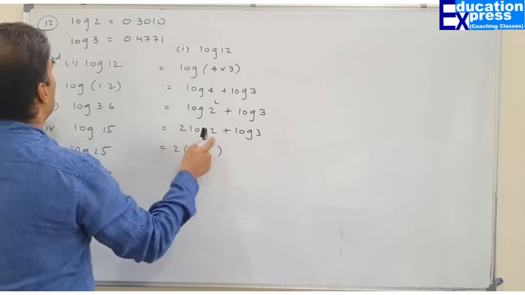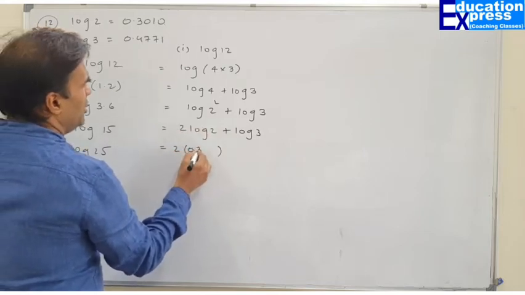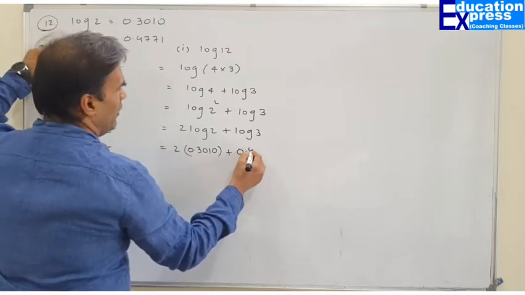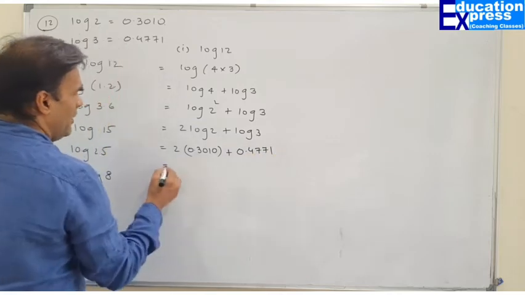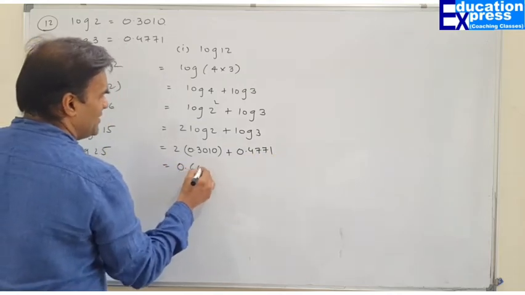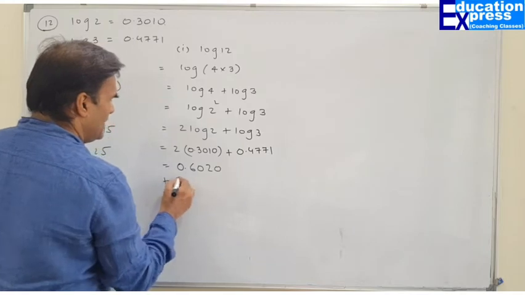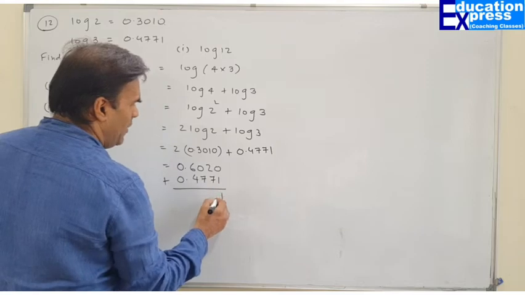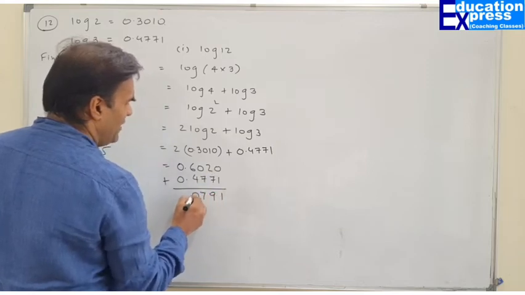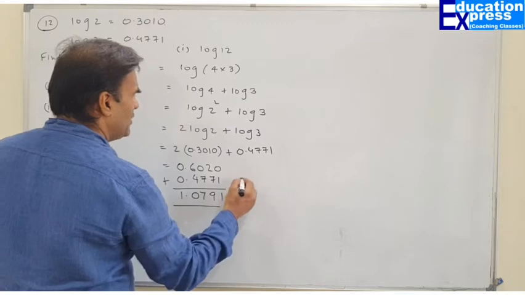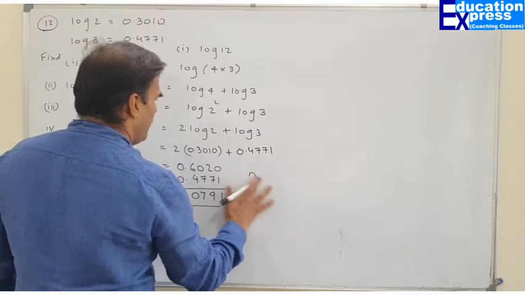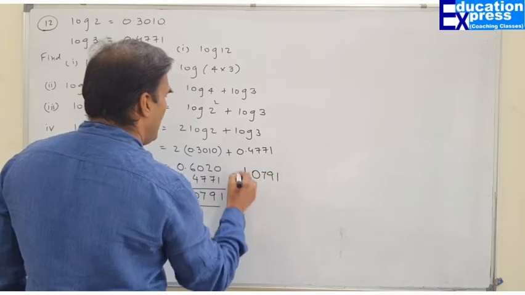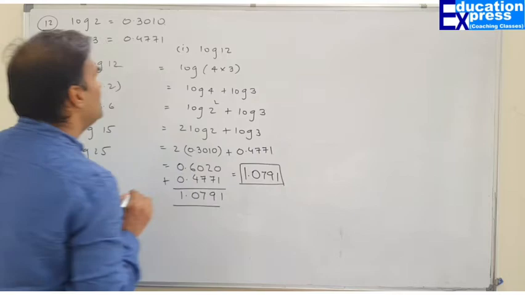What is the value of log 2? So log 2 is 0.3010, and what is the value of log 3? 0.4771. When you multiply, 0.6020 plus 0.4771. Add them, and your final answer would be 1.0791. This is your final answer.